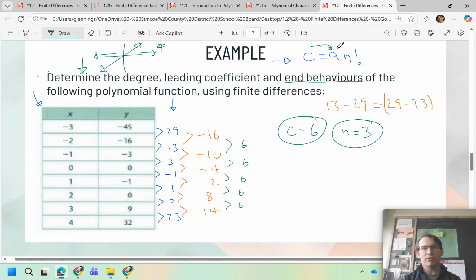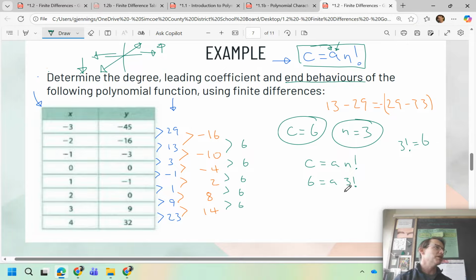Cool. And we can even figure out what that leading coefficient is by just using our can formula. So we know can. Write out your formulas first. C equals a times n factorial. Substitute in: 6 equals a multiplied by 3 factorial. Work out 3 factorial on your calculator. It's got a button. It's 6. It's 3 times 2 times 1. It's the number of different ways that you can arrange the numbers 1, 2, 3. Okay, and then we keep going. So 6 equals 6a. A equals 1. There's your leading coefficient. It's just that easy.